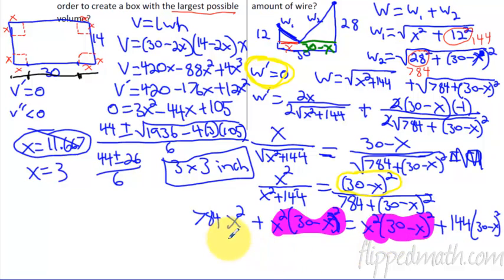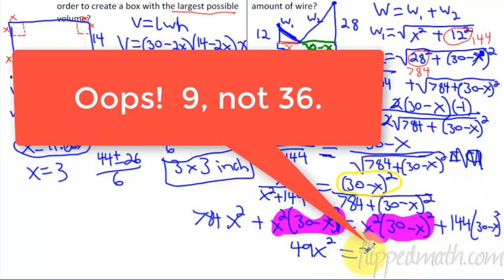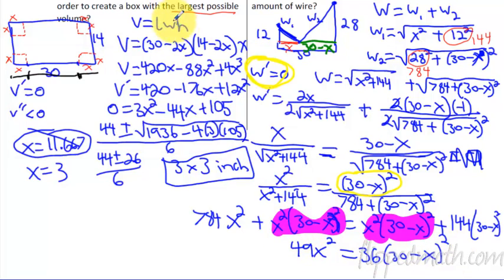I found out I could divide both sides by 16. I already worked this out. So I have 49x squared equals, dividing this by 16, 36 times 30 minus x quantity squared. Now what you're left with is the same type of idea as our problem before. You're going to have to multiply this whole thing out. We could use the quadratic formula. Factoring, I think, would be too long and too hard on this one. But use the quadratic formula, and you're going to get that x equals 9.